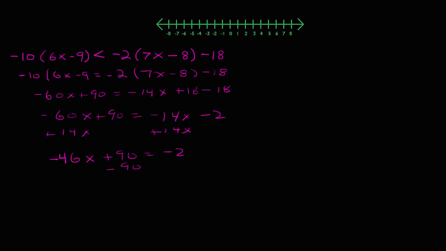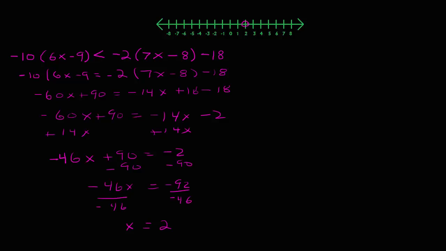Subtract 90 from both sides. Negative 46x equals negative 92. Divide by negative 46, and we end up with x is equal to 2. Once again, that is the edge of our ray. So I will have an open circle at 2. And the reason, once again, that it's an open circle is that we are strictly less than in our original inequality. So because we are strictly less than in the original inequality, the endpoint will not be part of the solution, and we show that with an open circle.